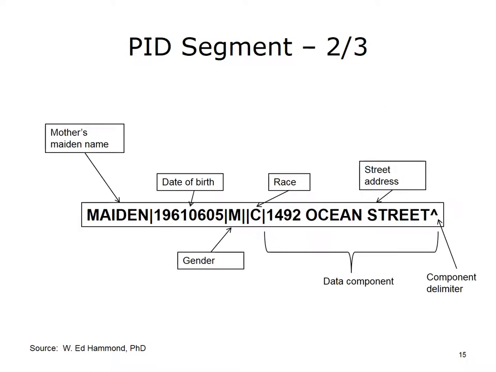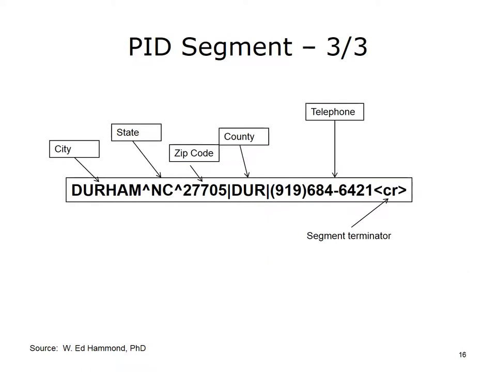The PID segment continues with mother's maiden name, date of birth, using the date-time data type, gender, patient alias, which is null, race, and the first part of the address data field, the street address. The address data field continues on the next slide. Finally, the last part of the PID segment continues with components city, state, and zip code. County is next, followed by the telephone number, whose format is also defined by a data type. Finally, the carriage return terminator ends the segment.